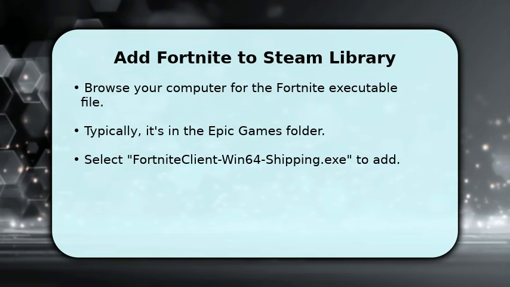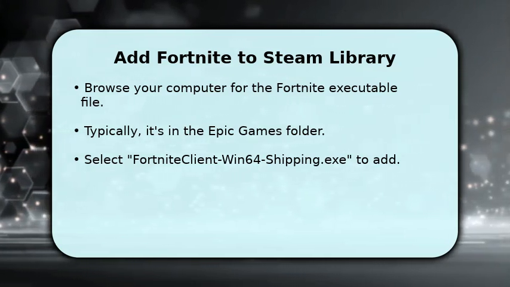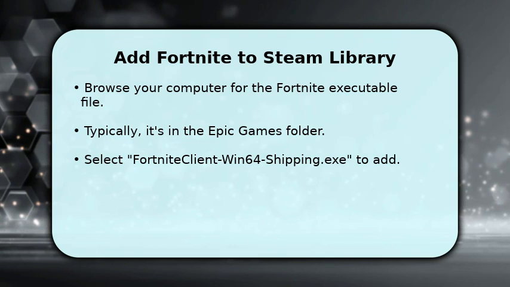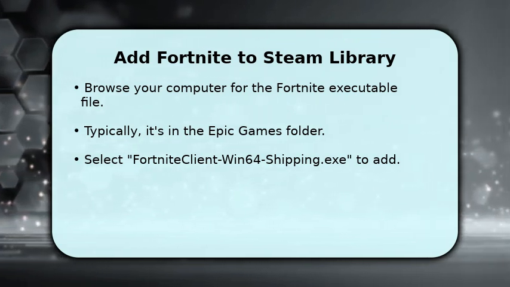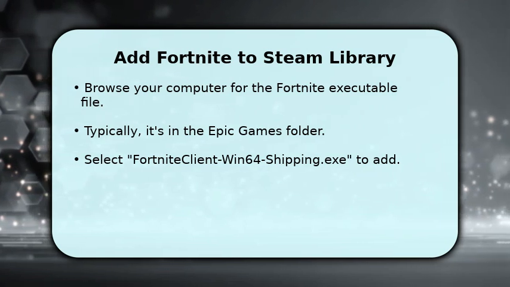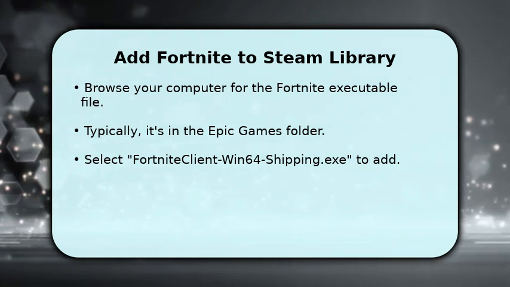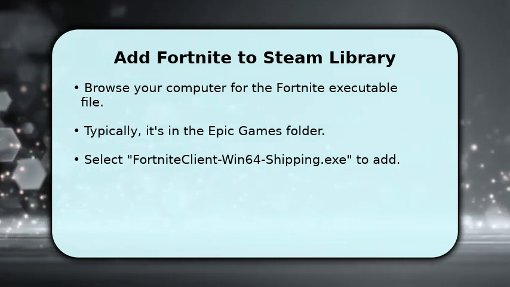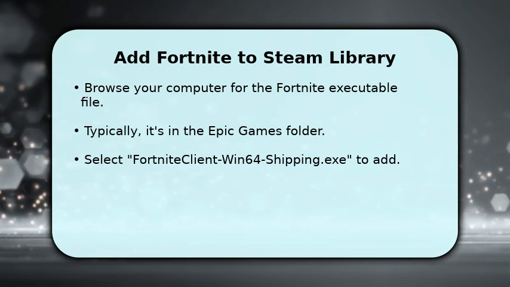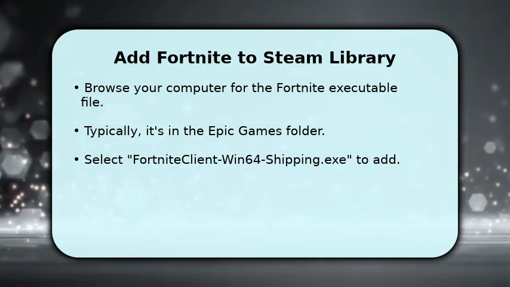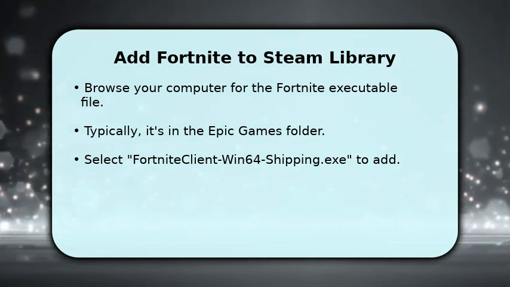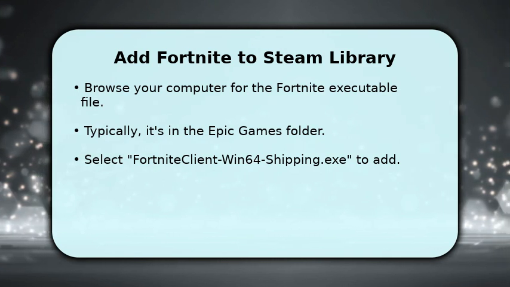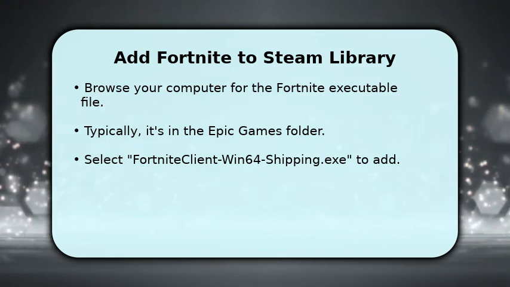After selecting Add a non-Steam game, a new window will appear. Click Browse and locate the Fortnite executable file. This is usually found in your Epic Games installation directory under Fortnite, Game, Binaries, Win64. Look for FortniteClient-Win64-Shipping.exe. Select this file and click Open, then Add selected programs. This action links Fortnite to your Steam library, making it accessible directly from there.